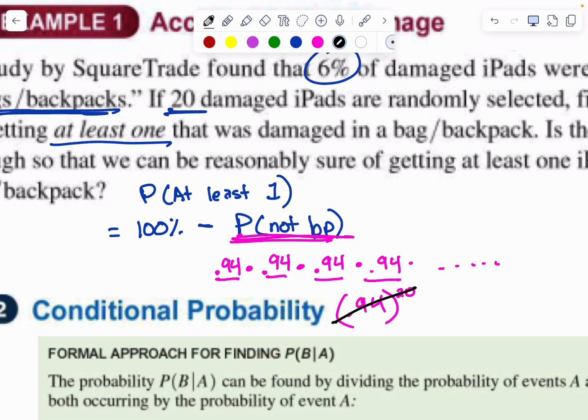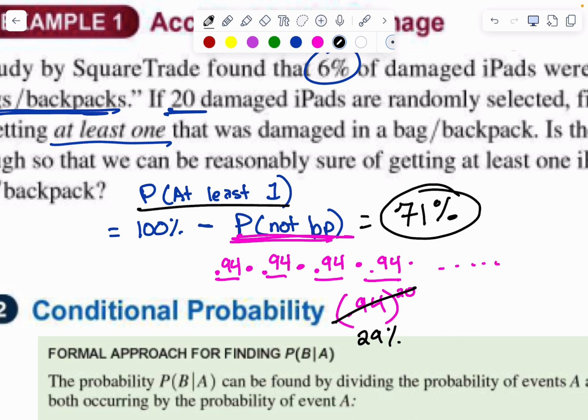That is what percent? It's 29%. If I take 0.94 to the 20th power, it's 29%. So what's the chances that at least one of them was damaged by a backpack? 100% minus the 29% is 71%. Does this make sense? Yeah.